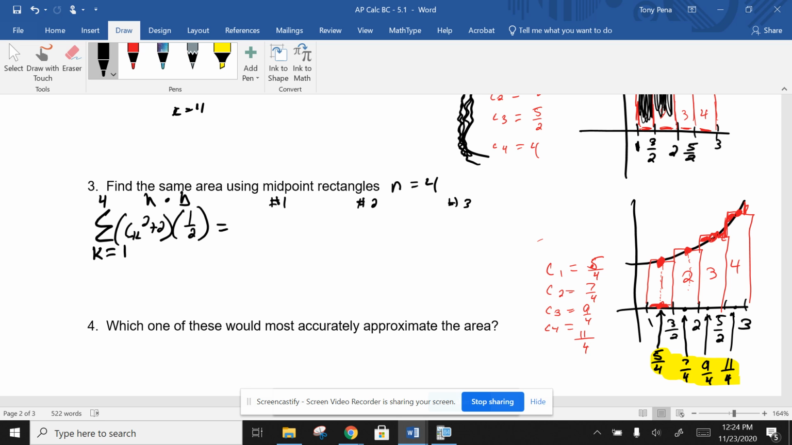But what we would get here, at some point you may want to do this just to make sure. That's what you would get if you did the midpoint method, 12.625. At some point, definitely take a minute or two and do those. Or if you do that optional worksheet, make sure you can plug these all in correctly and get those answers. Then we get to 4. Which one of these would most accurately approximate the area? One of them should be, we've already talked about it. It's definitely these midpoints.